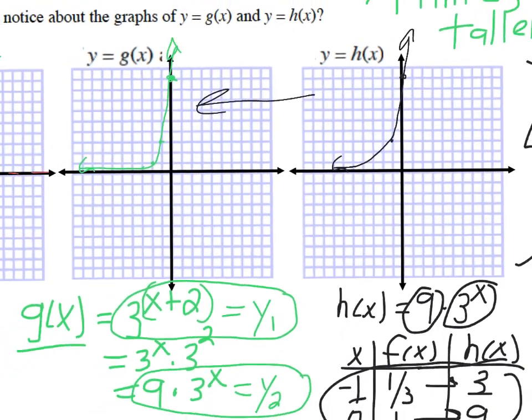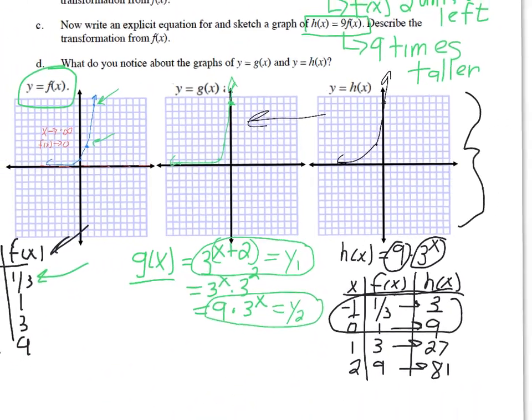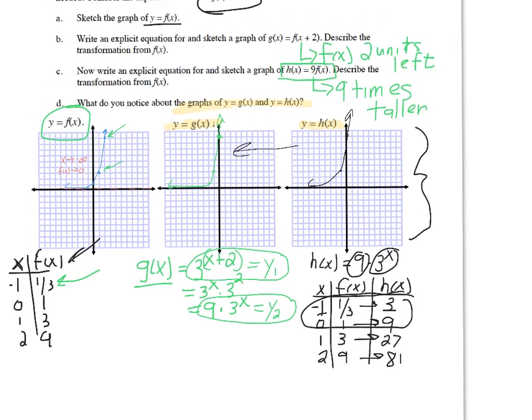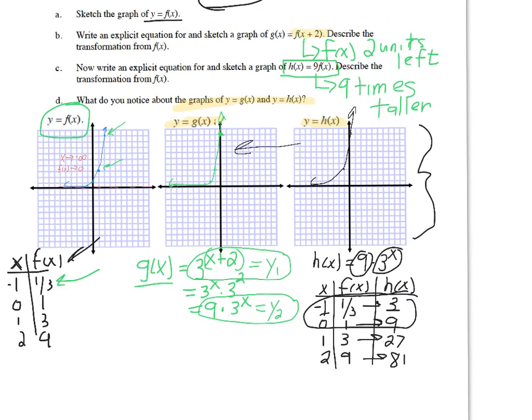So what we've noticed is that the graph of g of x and the graph of h of x are the same because a horizontal shift of +2, that means 2 units to the left, is the same as a vertical stretch of 9 times f of x. In other words, if we make it 9 times taller.